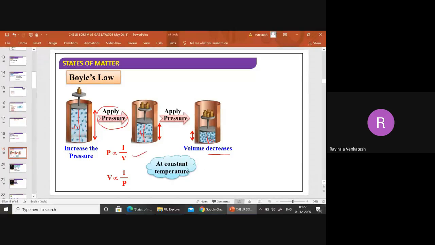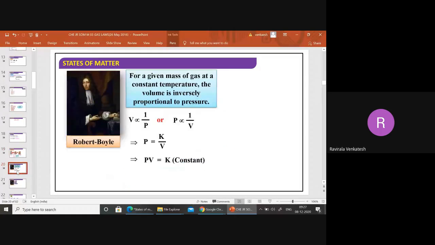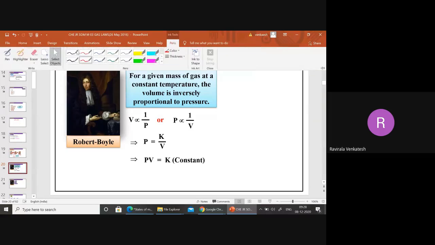So we got either this graph, otherwise we can make it like this also. Now this one is about Robert Boyle, around the 16th century. I'm not sure what happened. It was around 400 years ago, more than 400 years. Now, this is the definition of Boyle's law.